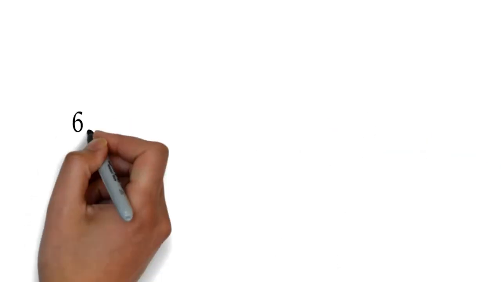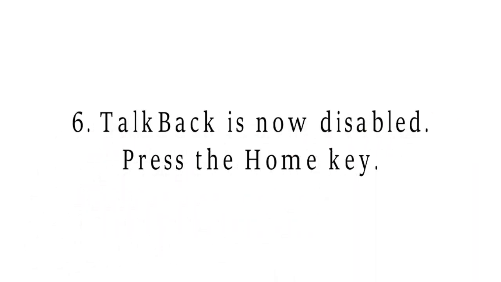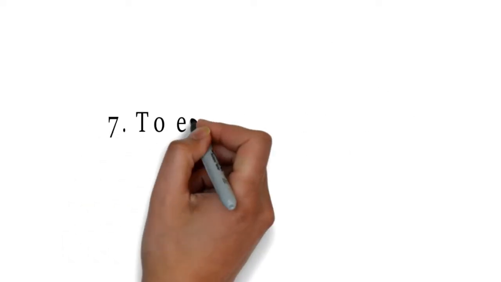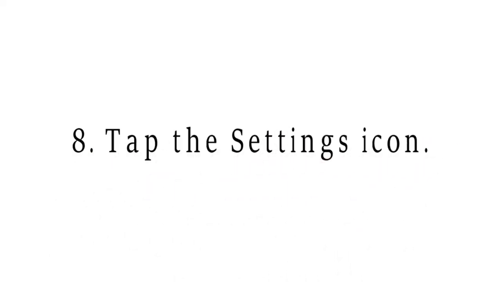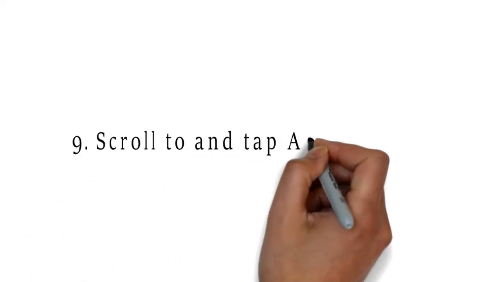5. Double tap OK. 6. TalkBack is now disabled. Press the home key. 7. To enable TalkBack, swipe down the status bar. 8. Tap the settings icon.